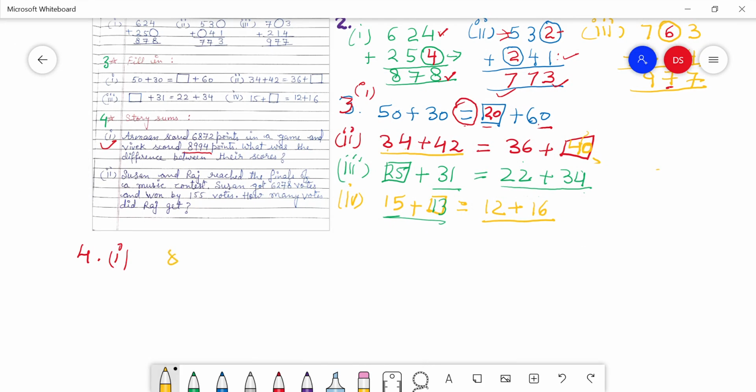The bigger number is 8,994. We will subtract 6,872 from it. We will subtract the numbers. 2 from 4, this is 2. Subtract 7 from 9, this is again 2. 8 from 9, this is 1. And here it is 2. The difference of points is 2,122. What was the difference between their scores?